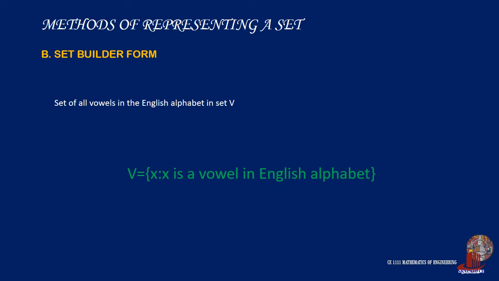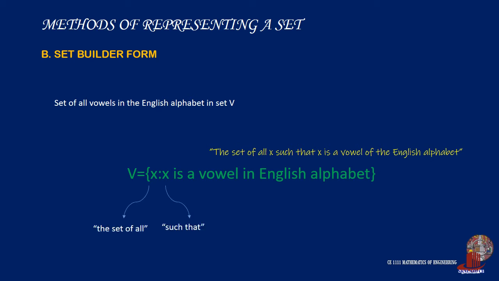It may be observed that we describe the element of the set by using a symbol x. Any other symbol like the letters y, z, or the others could be used. And this is followed by a colon. After the sign of the colon, we write the characteristic property possessed by the elements of the set and then enclose the whole description within braces. The above description of the set V is read as: the set of all x such that x is a vowel of the English alphabet. In this description, the braces stand for the set of all, the colon stands for such that.